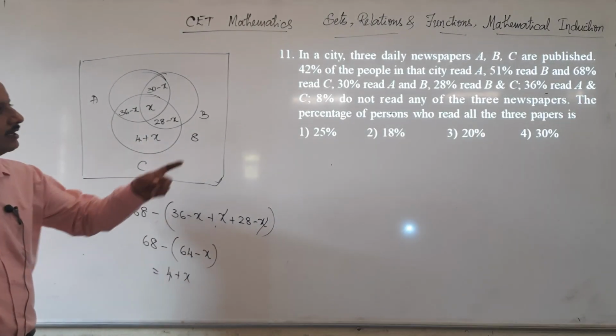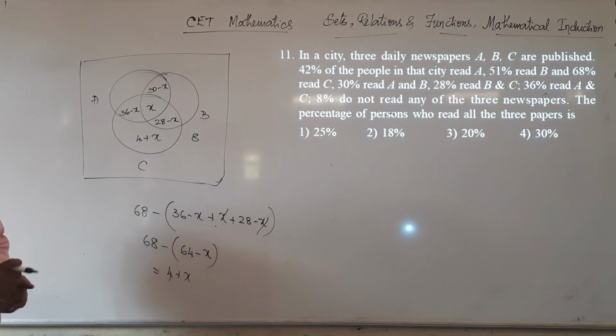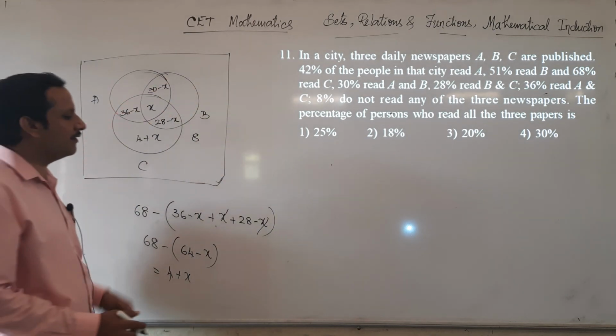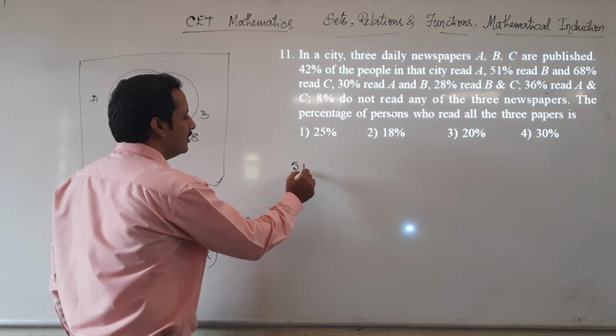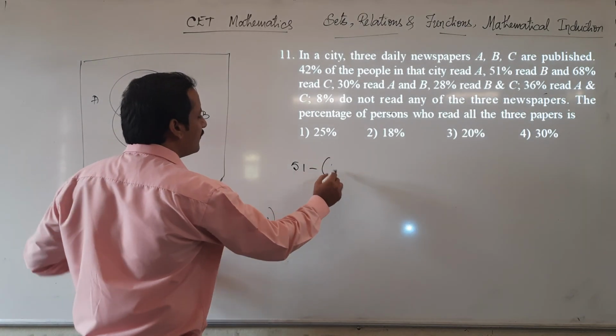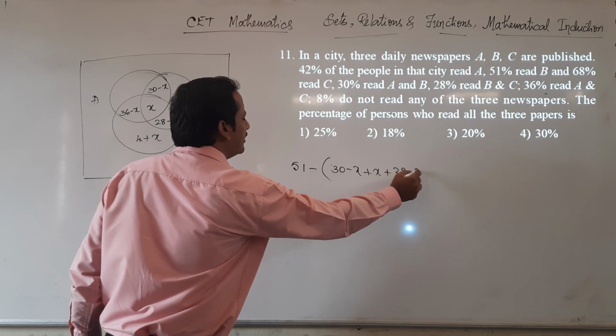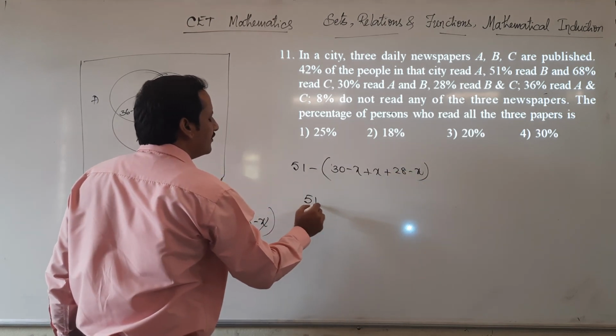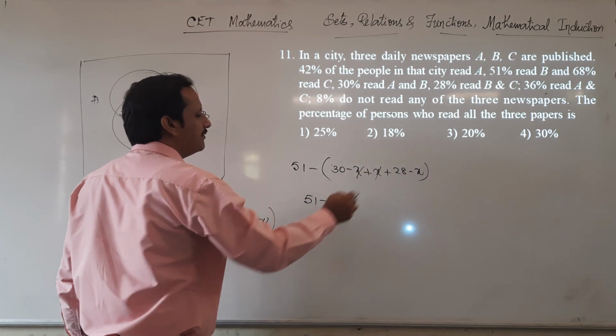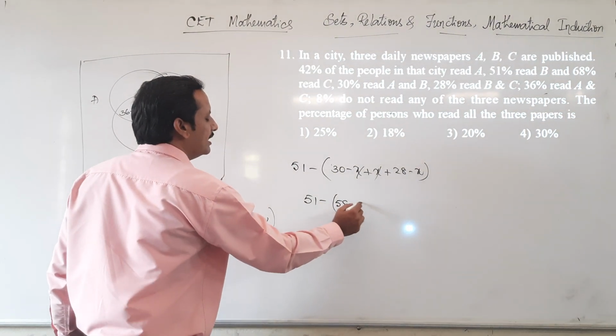Then 51% read B. This sum should be equal to 51. So I'll write like this: 51 minus 30 minus X plus 28 minus X. That will give you, here X gets cancelled, 58 minus X.